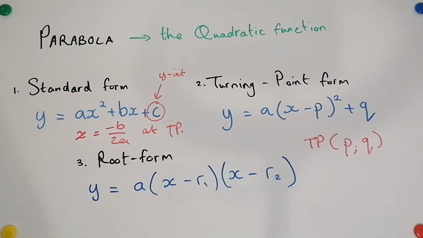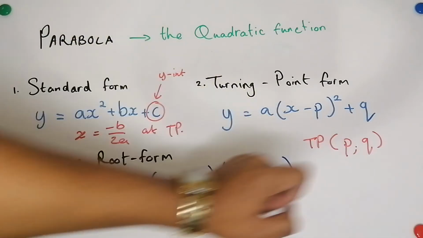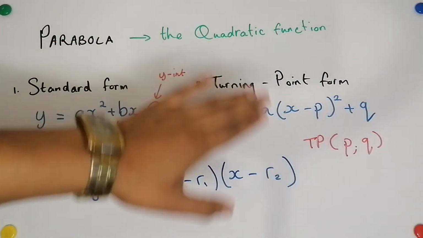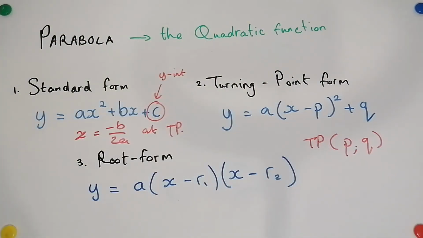Q is plain and simple because it's positive here and it's positive there as well. So whatever that value is, it's directly translated for Q. Okay, and that would be the y value for the turning point.